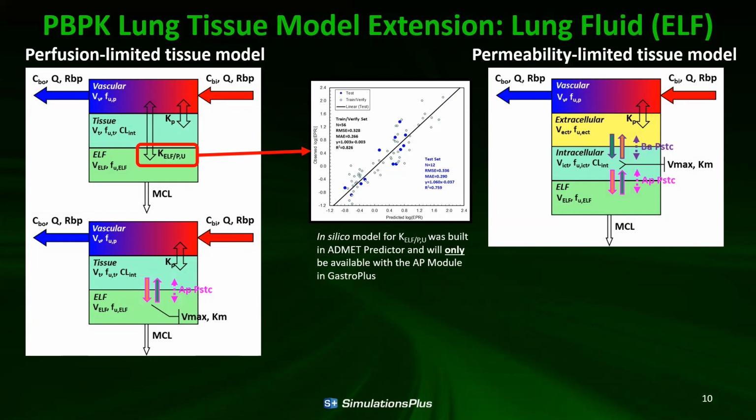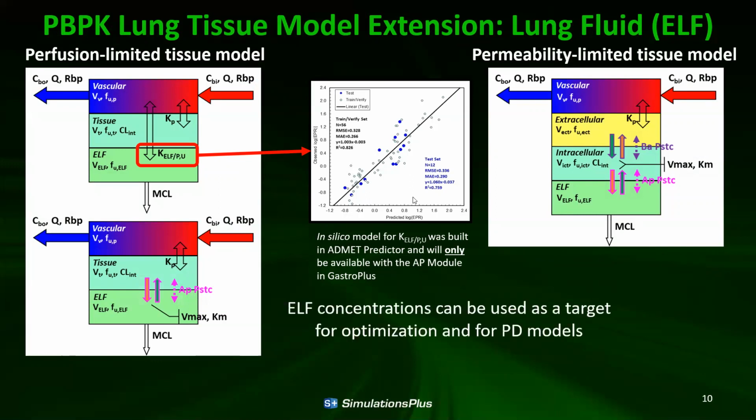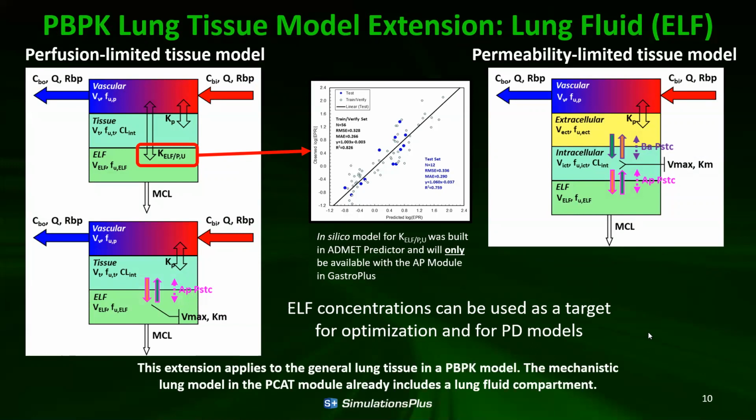The regression model was trained on 56 compounds, with 12 compounds used as a test set to judge the model's predictions on compounds outside of that training set. So the model is based on a small data set, but offers a good initial estimate. The ELF concentrations themselves can be used as a target for optimization and for PD models. And again, I'd like to highlight that this extension applies to the general lung tissue in a PBPK model, and that the mechanistic lung model in the PCAT module already included a lung fluid compartment.